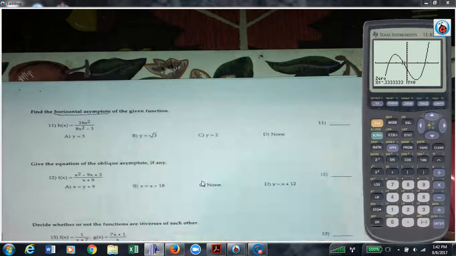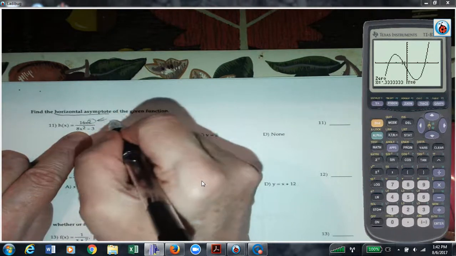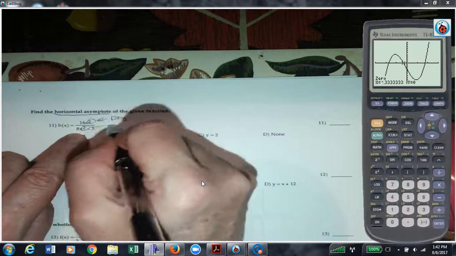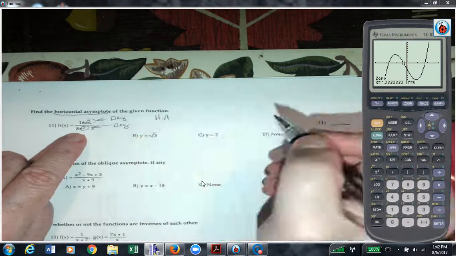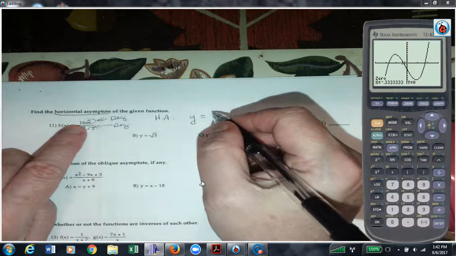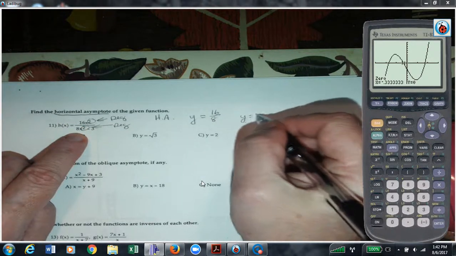horizontal asymptote. Well, the degree of the top is 2, the degree of the bottom is 2. So if they have the same degree, there is a horizontal asymptote, and it is the horizontal line y equals leading coefficient of the top divided by leading coefficient of the bottom. So it's going to be the horizontal line y equals 2.